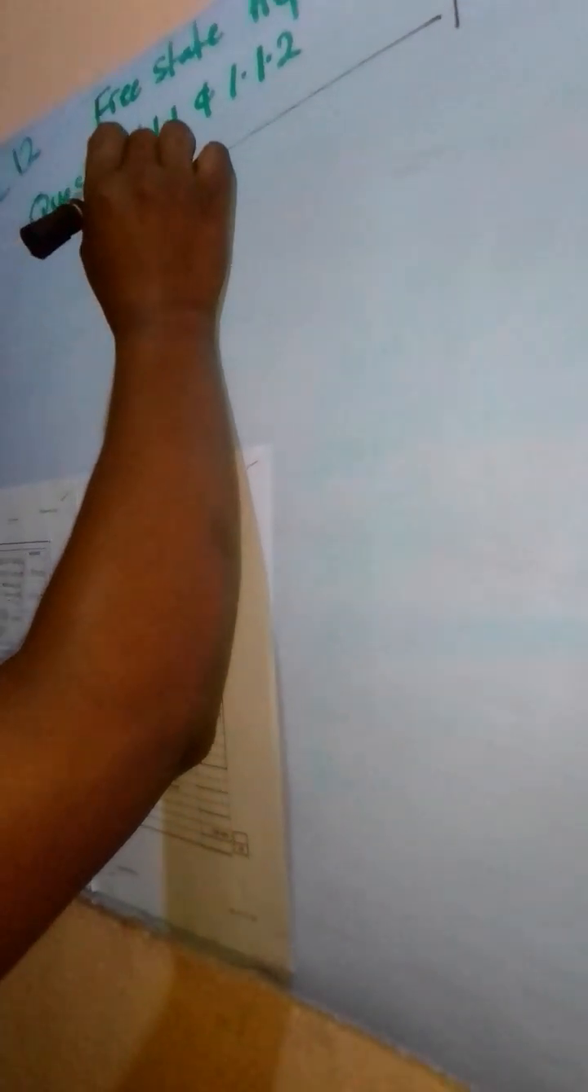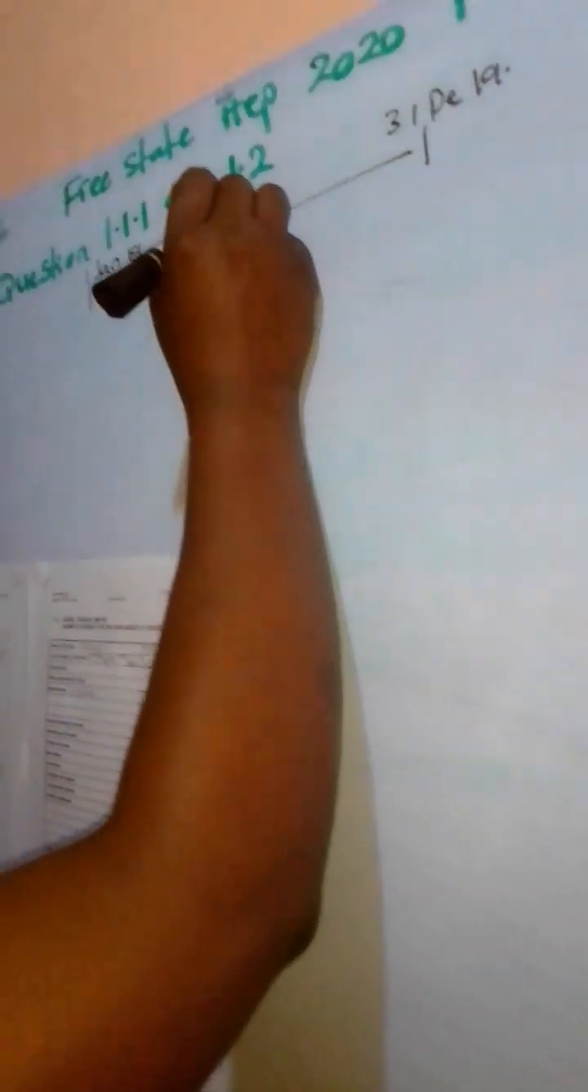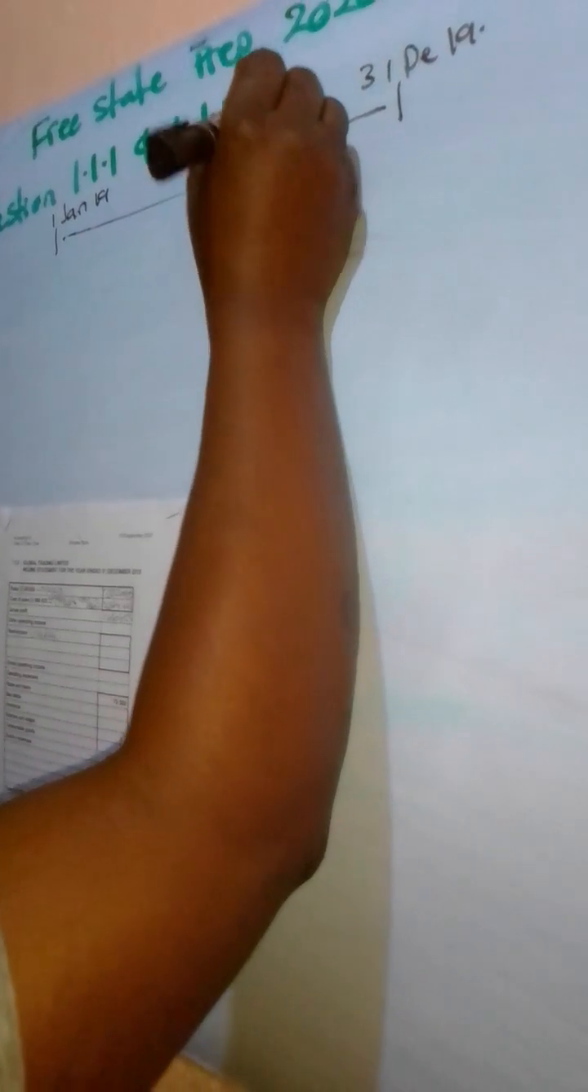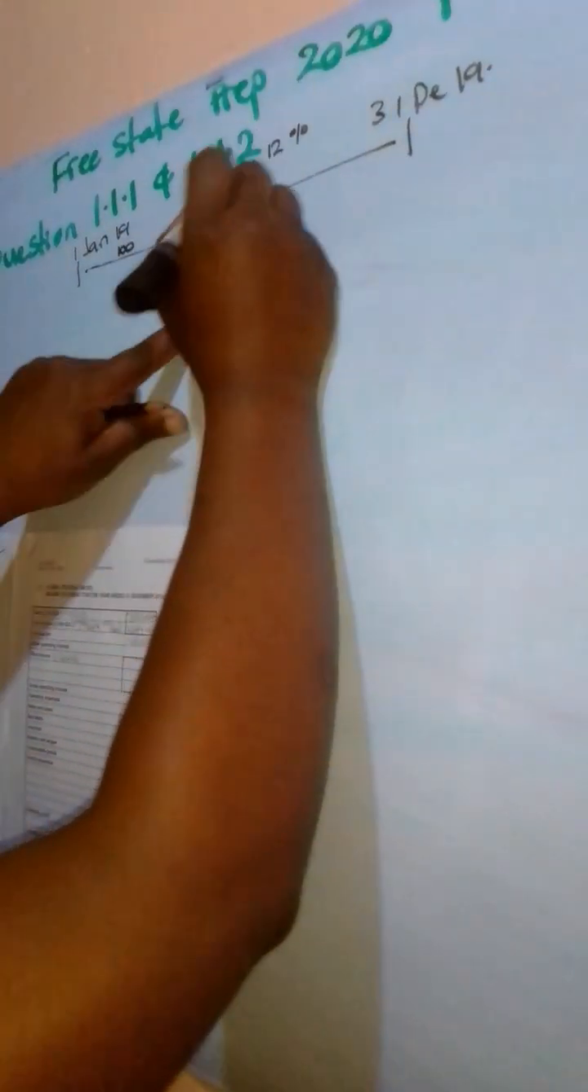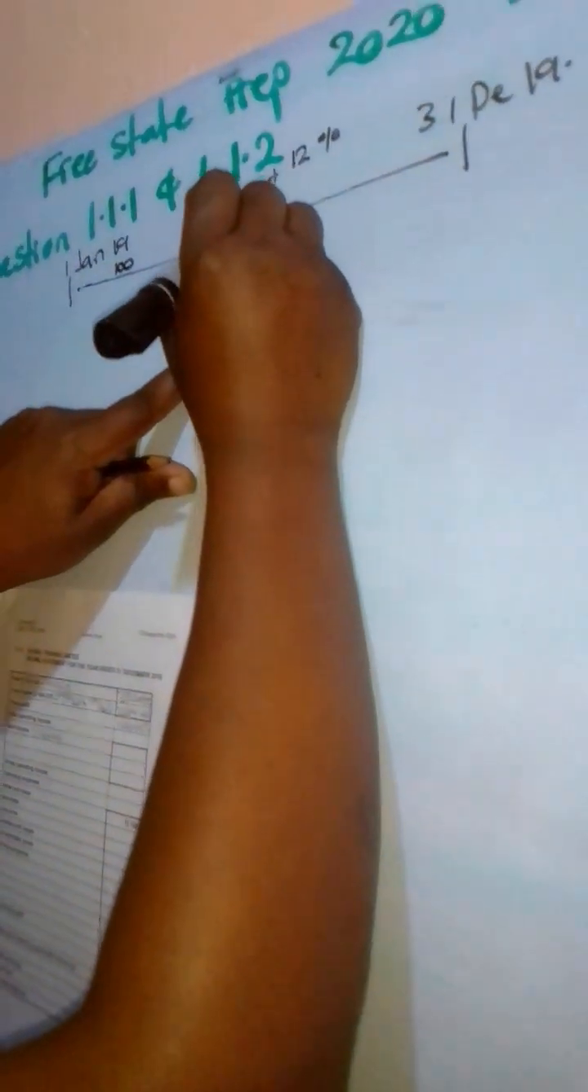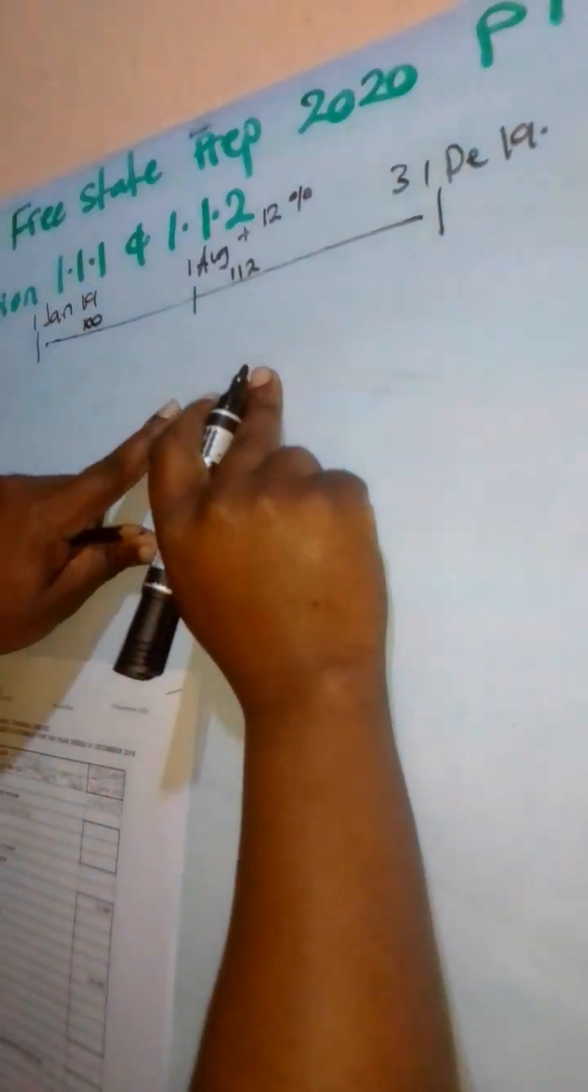The first thing that I always encourage is to do a timeline. Know your financial year, 1 January 2019 to 31 December 2019. When is the increment taking place? Rent was increased on 1 August. The rent is being increased by 12%. So rent before the increase is 100%. After the increase, it is 100 plus 12, which means it becomes 112%. Are we still together? Let this be the first thing that you do.